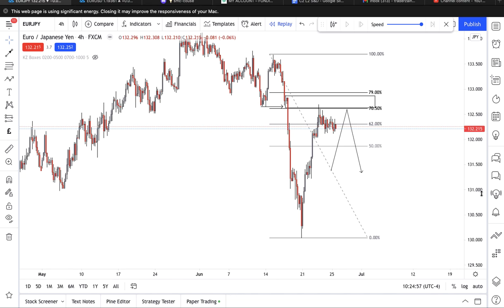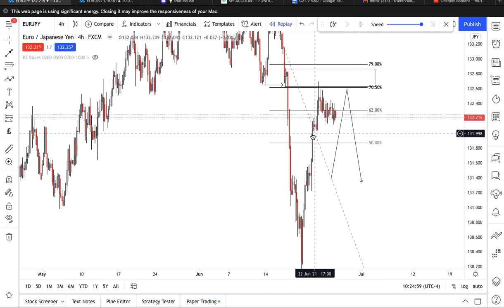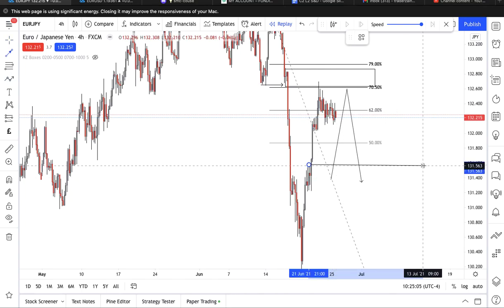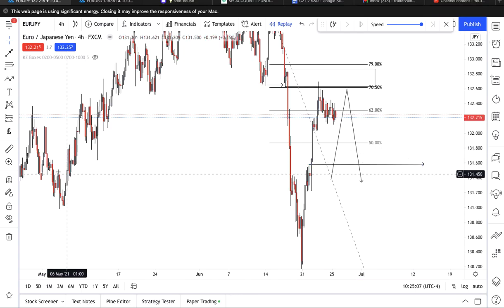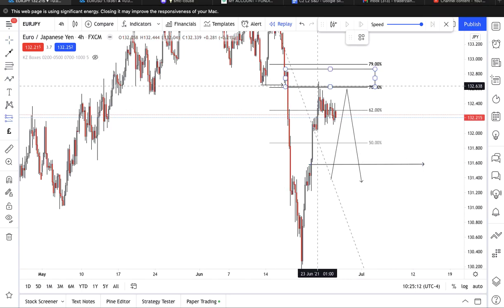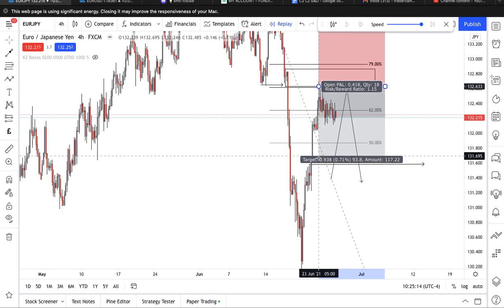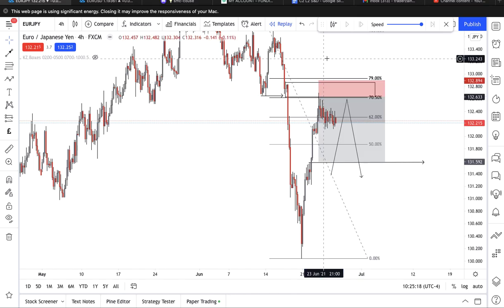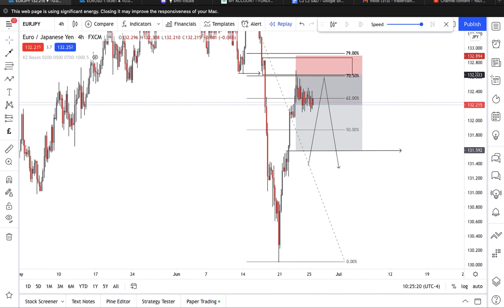And I'll potentially be looking to target this area of imbalance right over here. So I'll potentially target this whole area here. Entry there with our TP down here. Now does that make sense?